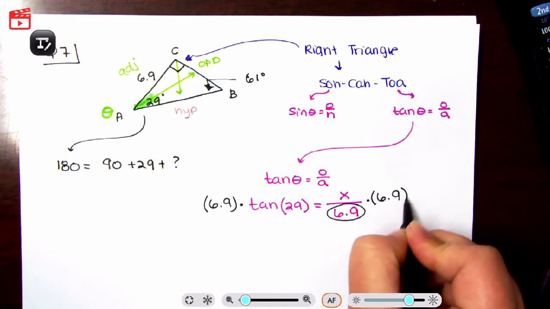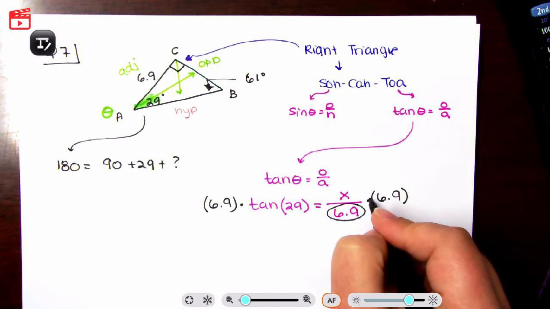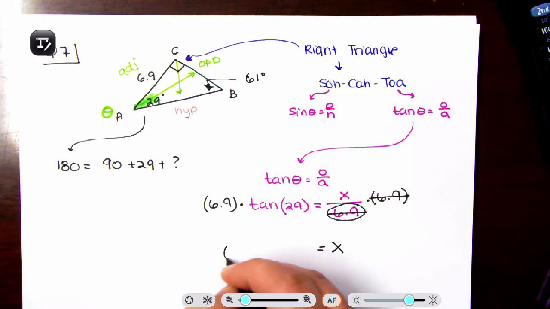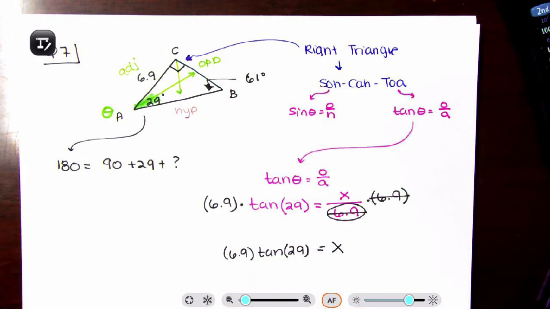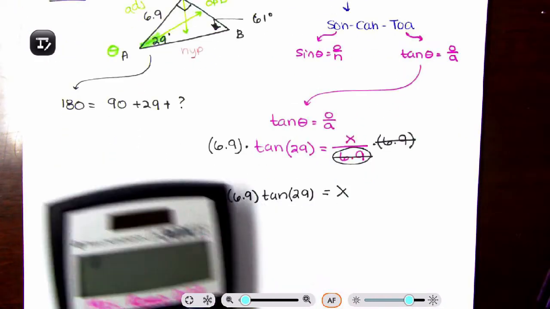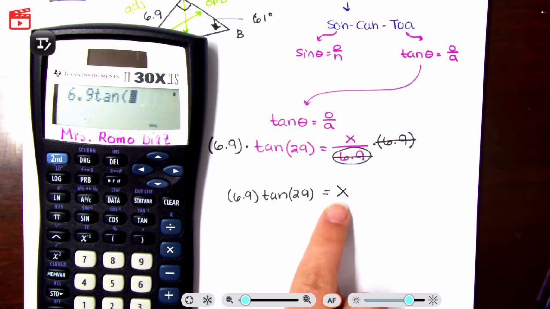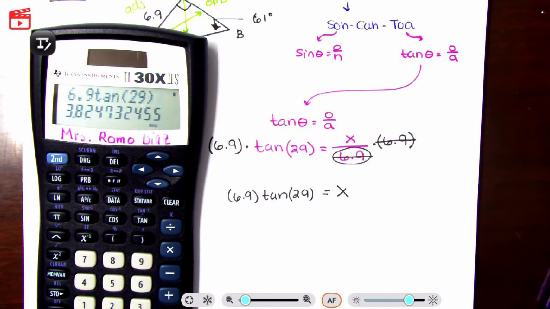Now, tangent of 29 is just some number. I don't know what that number is, but my calculator does. This 6.9 and the denominator of 6.9 undo each other, they cancel out. So you have 6.9 times tangent of 29. All we have to do now is type it into the calculator. 6.9 tangent, not inverse. We are not solving for an angle, we are solving for a side. Only use inverse if you're solving for an angle. This is a side length, so we just do the regular tangent. Type everything in, and now we have our answer.